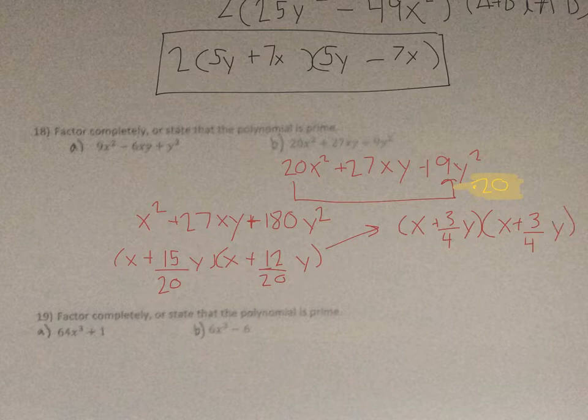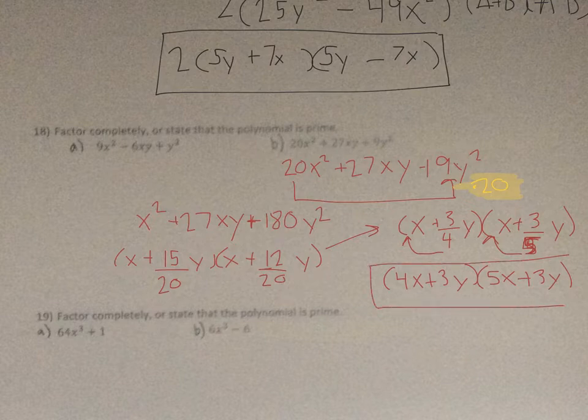Alright, and then the last thing we do there is we're going to bring up any remaining denominators. Sorry, I made a mistake. It's not 3/4, it's 3/5. So we'll bring up any remaining denominators. So I have 4x plus 3y and 5x plus 3y. And you could FOIL this back through to make sure you multiplied it the right way.